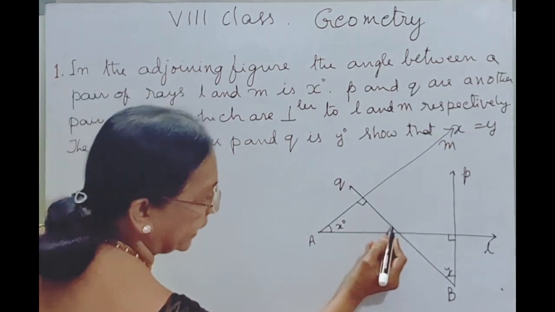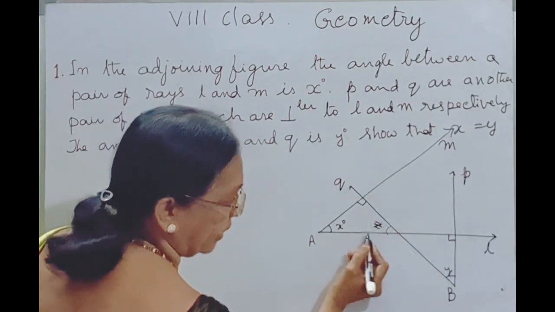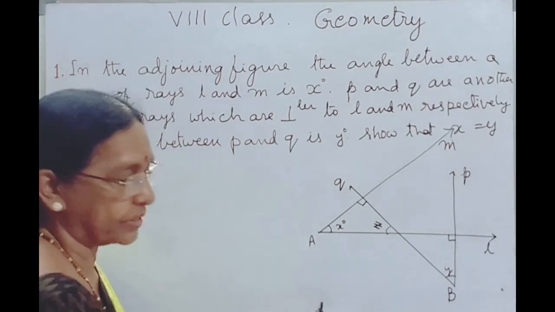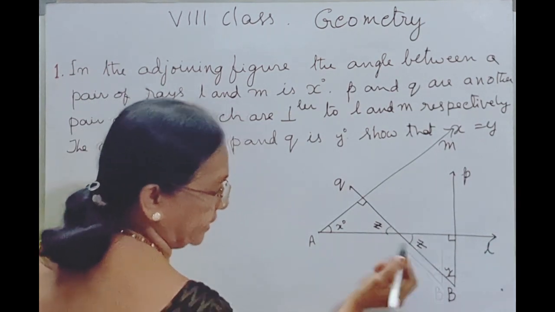Now let this angle be Z. As these two lines are intersecting at this point, vertically opposite angles are equal. Therefore this angle is also equal to Z.